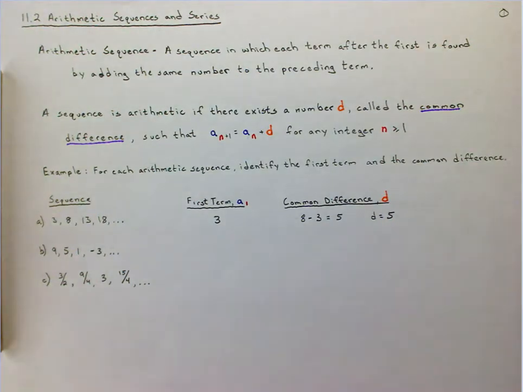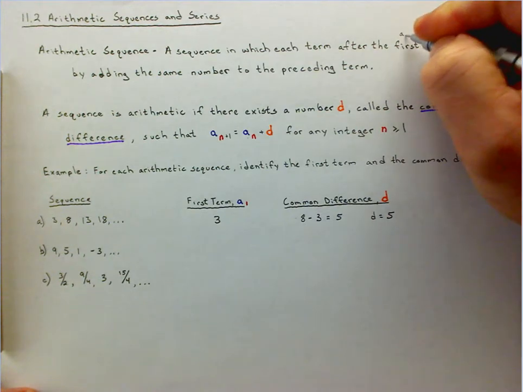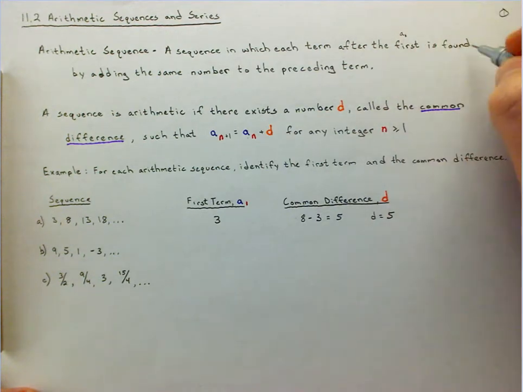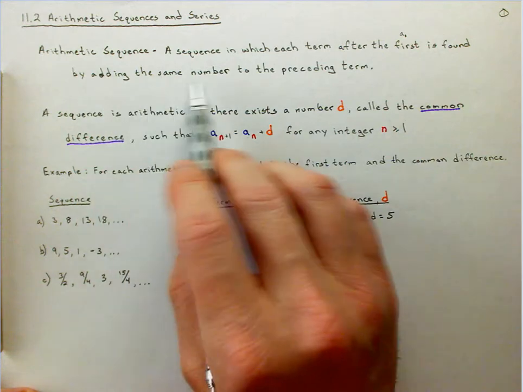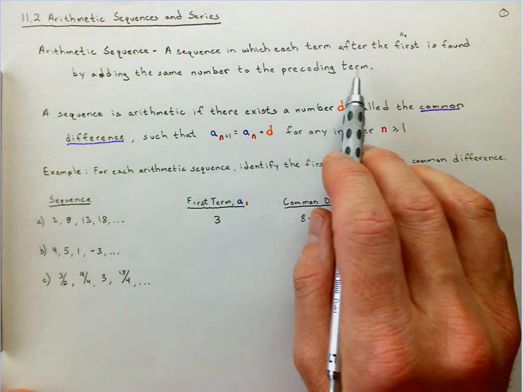Hey guys, we're going to look at arithmetic sequences and series. An arithmetic sequence is a sequence in which each term after the first, a sub 1, is found by adding the same number to the preceding term.